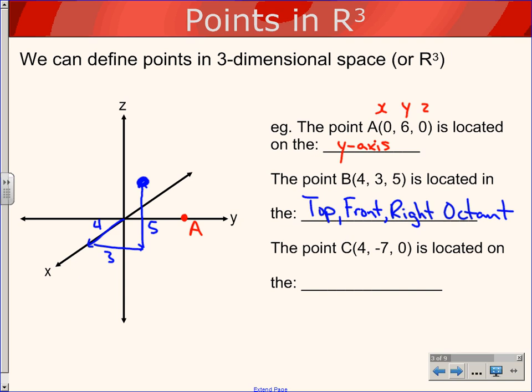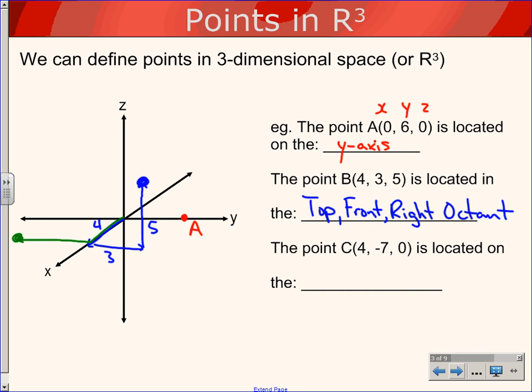The point C, 4, minus 7, 0. Well, I guess that's out 4 again. 4 this way, and then minus 7 on the y-axis is about there, and 0 on z, so we didn't go up and down at all. That point is no longer in an octant, right? It's not in one of those particular quadrants. It's right on the borderline. So we say that's in a plane. The plane that it's in is the xy plane.